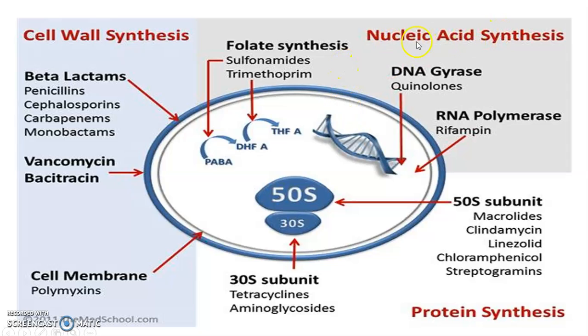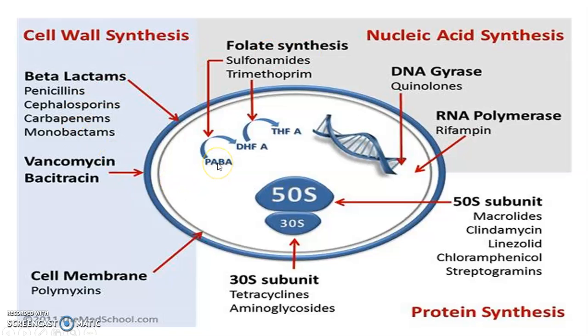The second main group is the nucleic acid synthesis inhibitors. First one in this is the folate synthesis inhibitor. Second group is the DNA gyrase inhibitor. And third one is the RNA polymerase inhibitor. In the first one, folate synthesis inhibitors, the drugs are mainly sulfonamide and trimethoprim. Sulfonamide can be used alone, and trimethoprim in combination with sulfonamide is cotrimoxazole, which also inhibits folate synthesis.